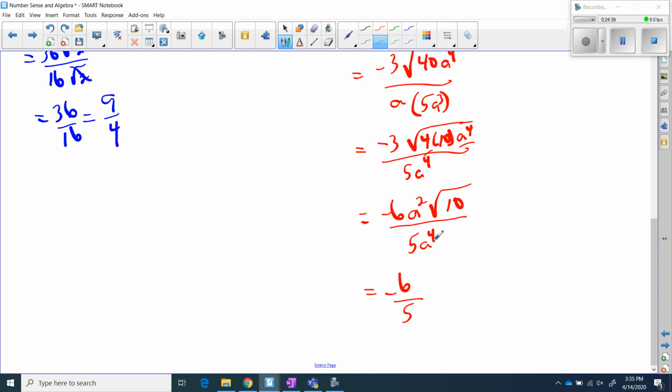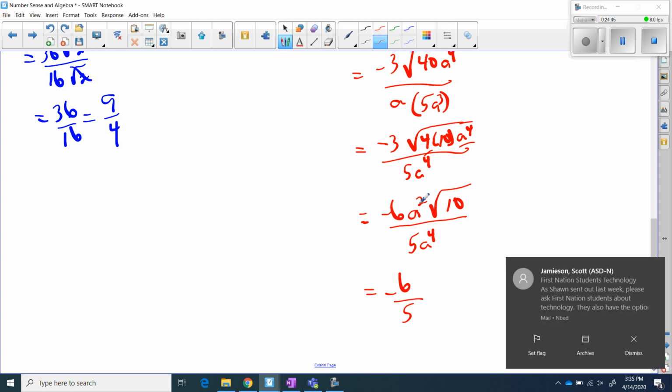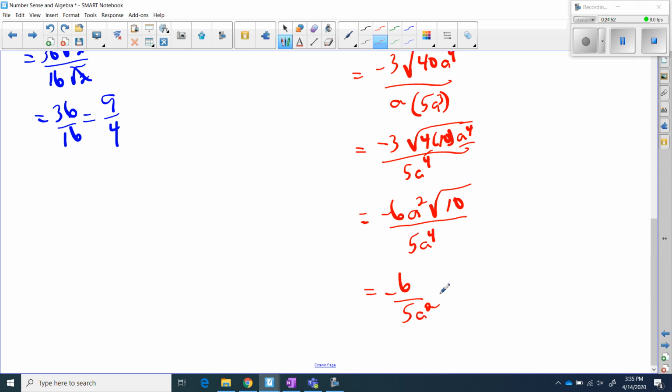So I would say, well, how many? Where's there more of them? Well, in the bottom, there's 4 of them. In the top, there's 2 of them. What happens is these 2 will cross out 2 of these, leaving you with a squared in the denominator because there was more of them down there.